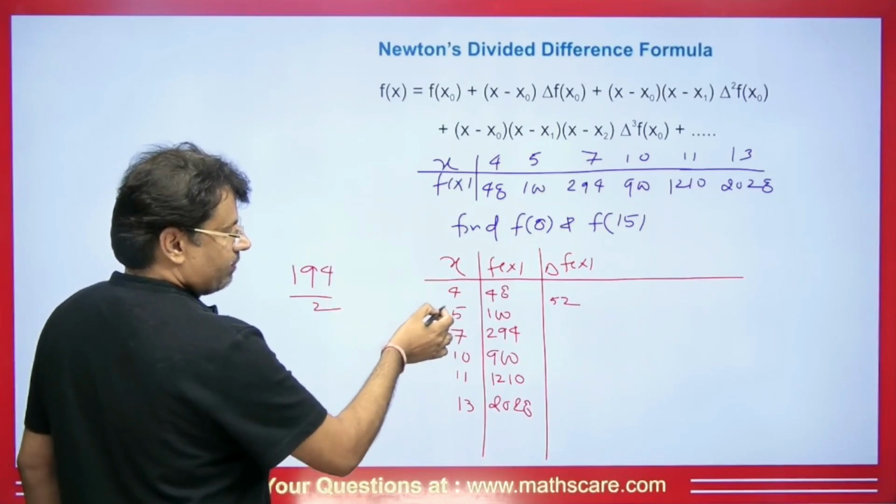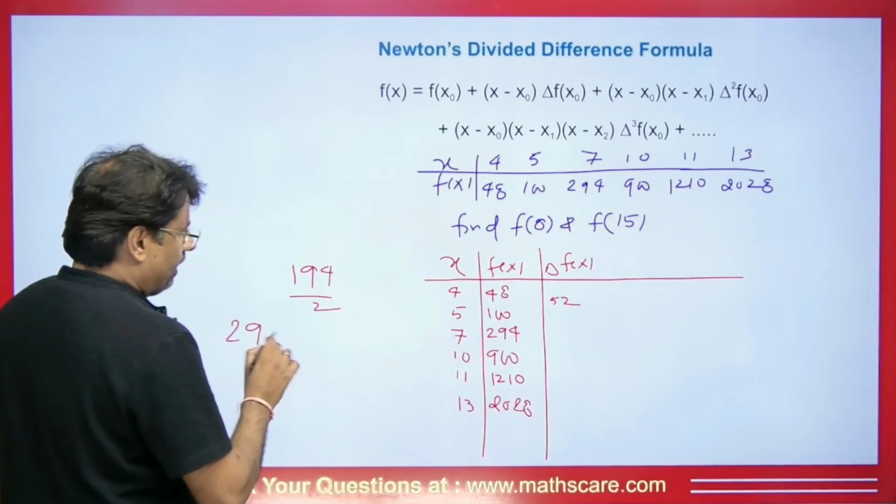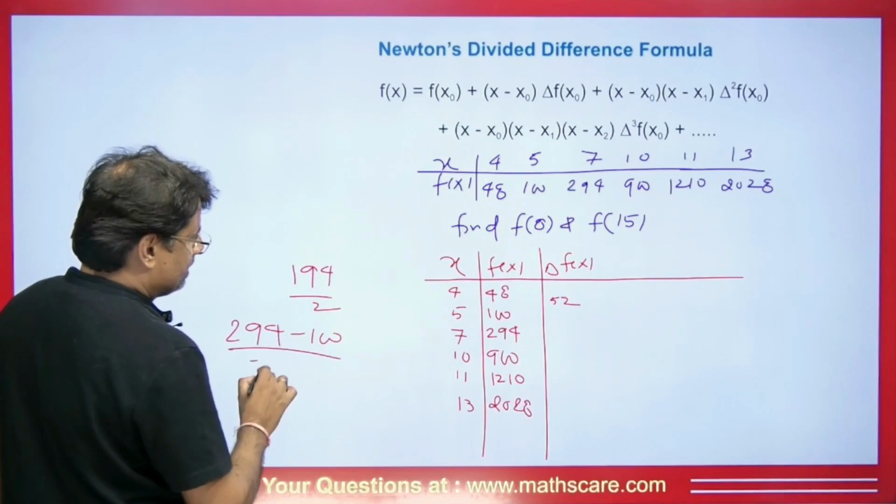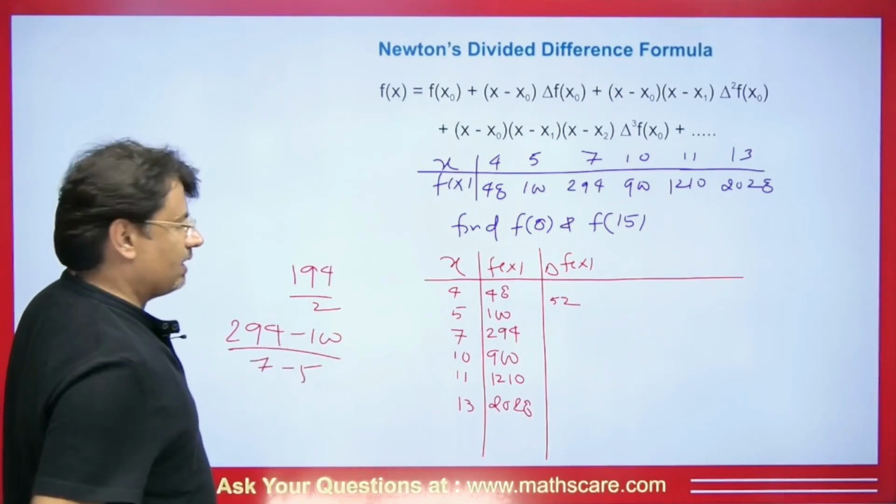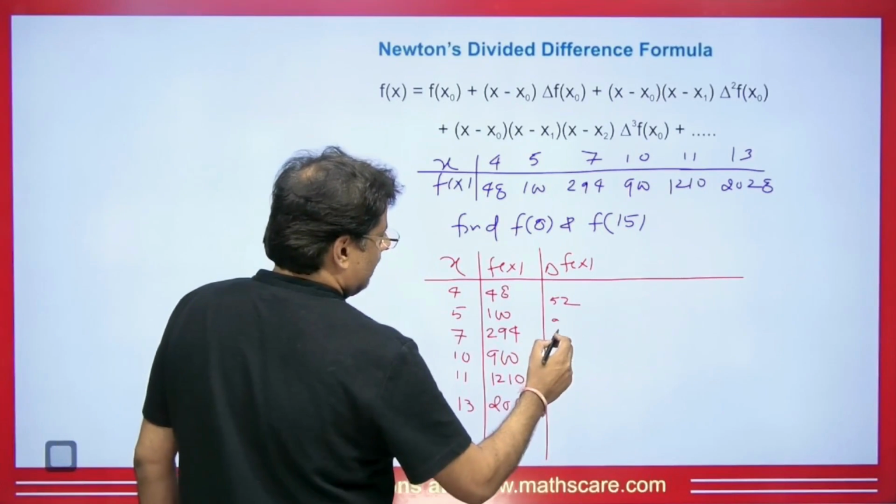Divided by 2 is what we are getting, right? 7 minus 5 goes to 94 minus 100 divided by 7 minus 5. So this will come from here. The value we get will be 97, right?